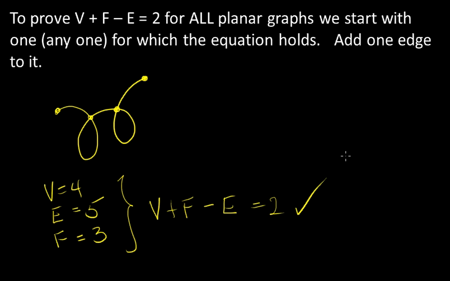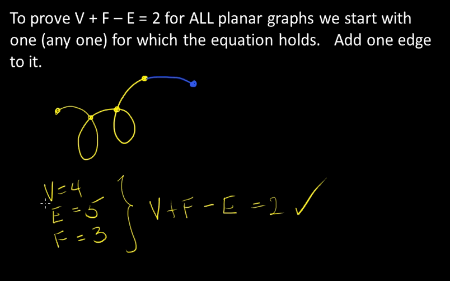So given any planar graph that does satisfy Euler's characteristic, I want to show you what will happen if we add an edge. Now there's only two ways to add an edge. Let me add it in blue. One way to add an edge is to go to an existing ending or beginning vertex and just put an edge on like that.